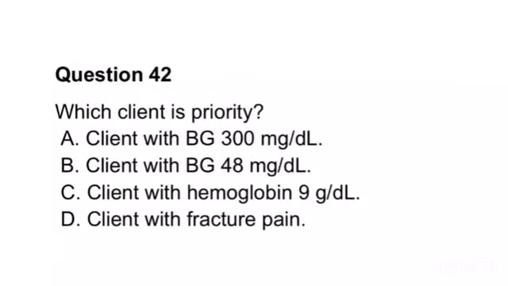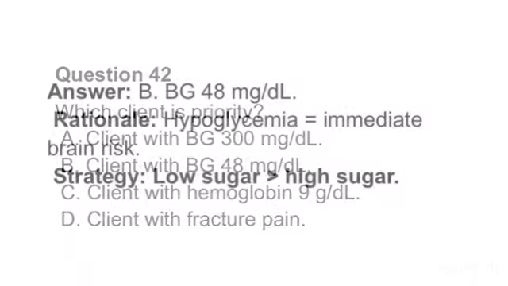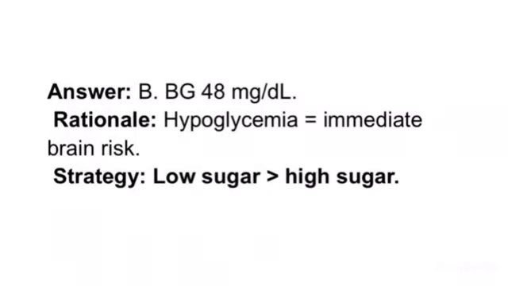Question 42. Which client is priority? A. Client with BG 300 mg per deciliter. B. Client with BG 48 mg per deciliter. C. Client with hemoglobin 9 g/dL. D. Client with fracture pain. Answer, B. BG 48 mg per deciliter. Rationale, hypoglycemia equals immediate brain risk. Strategy, low sugar, high sugar.